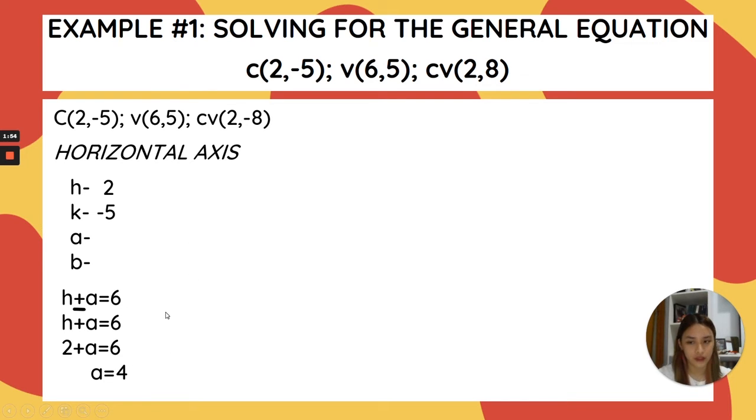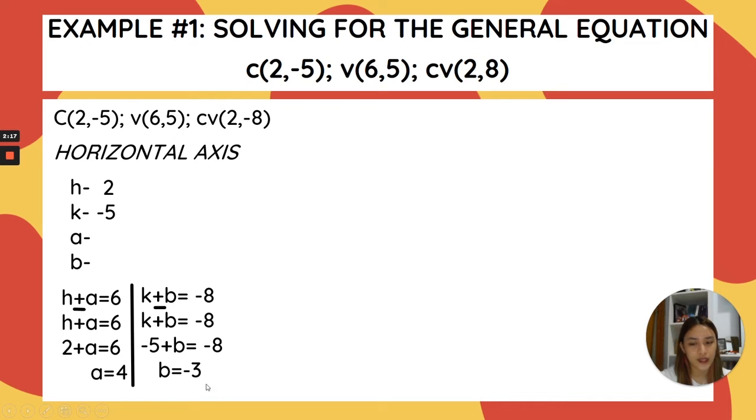Let's look for the value of b. We can look for the value of b by using the minor axis. So it gives us k plus or minus b equals negative 8. Choose the sign that you're going to use. It will be k plus b equals negative 8, and then substitute k, that is negative 5. So this will be negative 5 plus b equals negative 8, and then b equals negative 3. But we will not be considering this as negative 3 since b is just a distance. So b equals positive 3. So now we have our a and b values. a equals 4 and b equals 3.